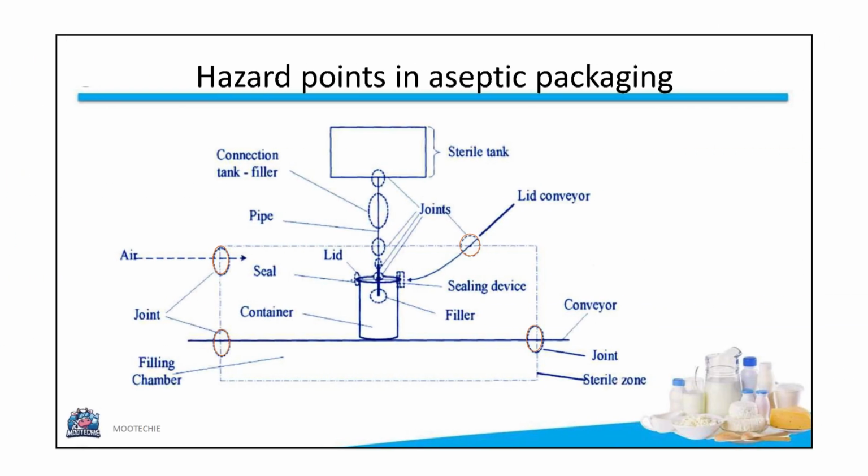Achieving this sterility is complex, and there are many potential hazard points in an aseptic packaging line where contamination could occur. These include the connection points between the tank and the filler, the pipes themselves, the lips of containers, the seals, the containers and their lids, the sealing device, the filler mechanism, and various joints and joint zones throughout the system. Vigilance is required at all these points.